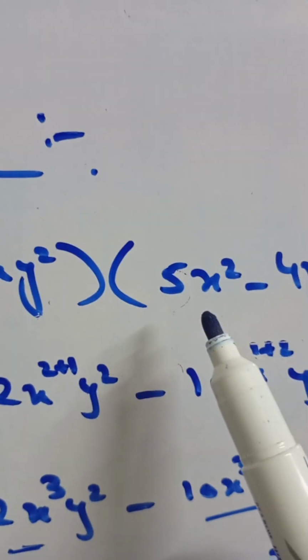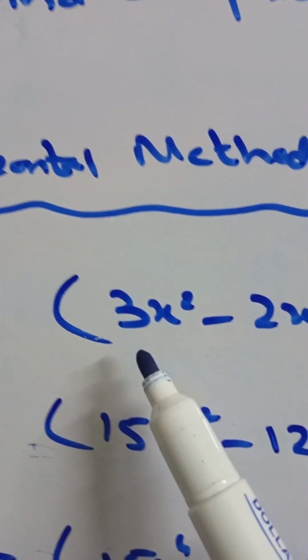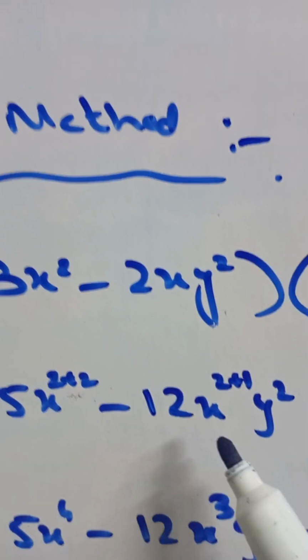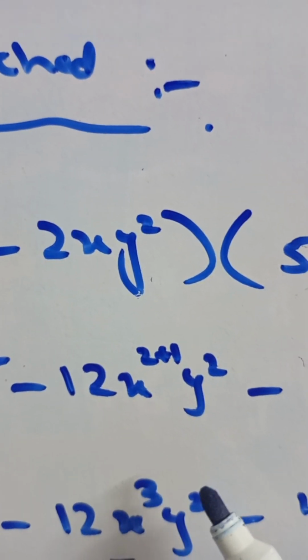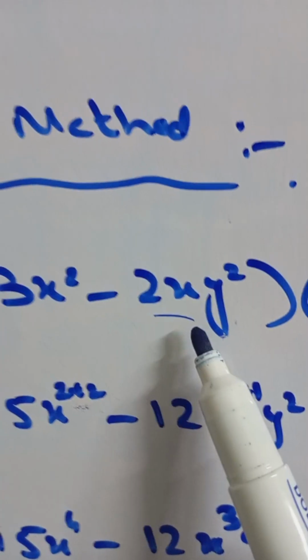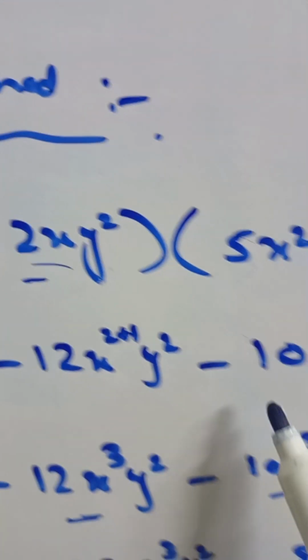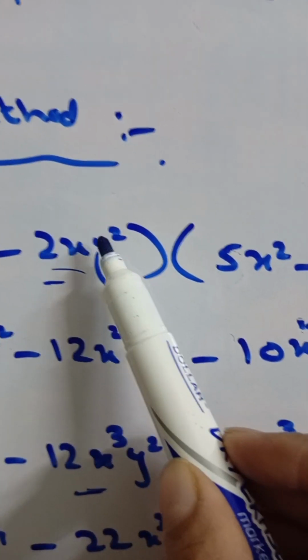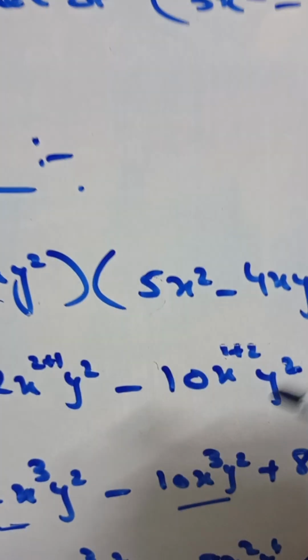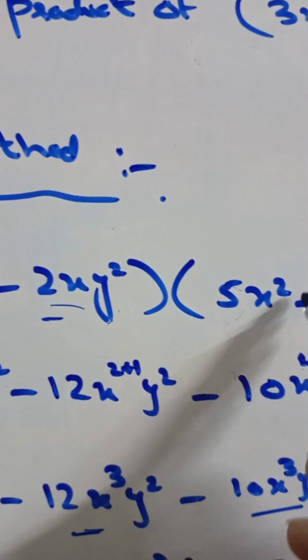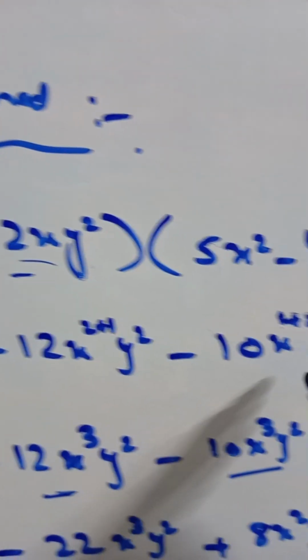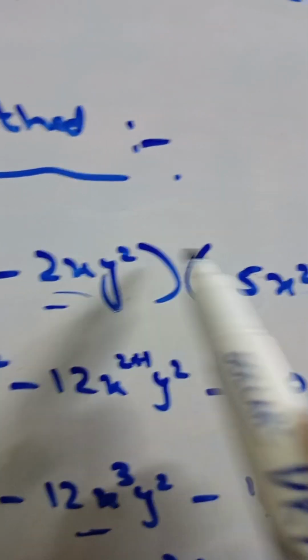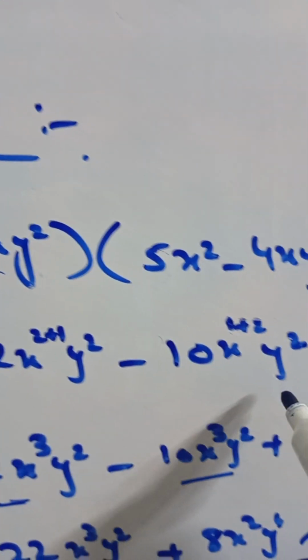I repeat. 3 5s are 15. X raised to power 2 plus 2. Minus 3 4s are 12. X raised to power 2 plus 1, and y square will remain same. Now next, minus 2xy square multiply the whole term. So minus 2 5s are minus 10. X raised to power 1, 1. The bases are same, power will add. X raised to power 1 plus 2, and y square will remain same.